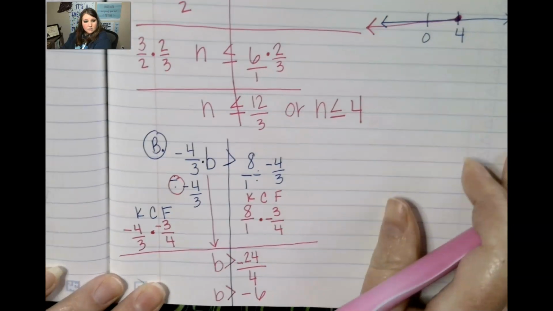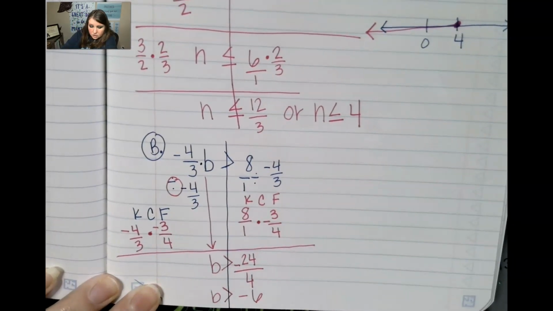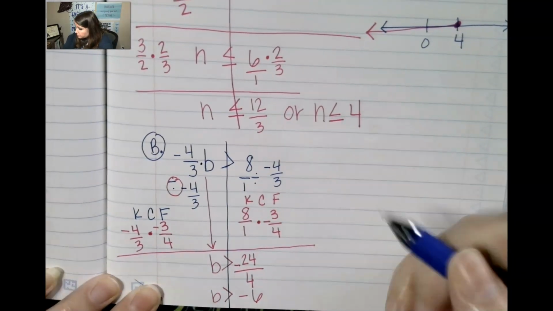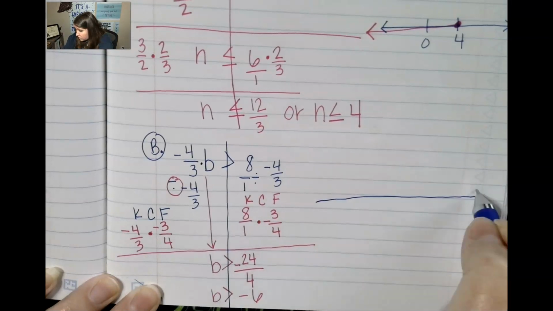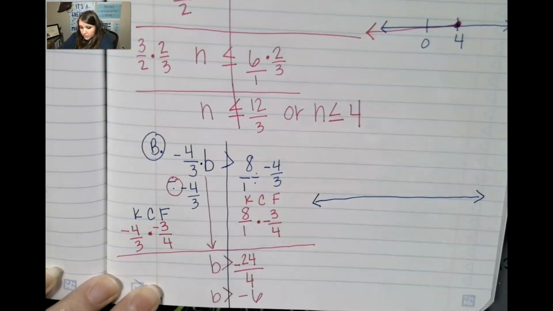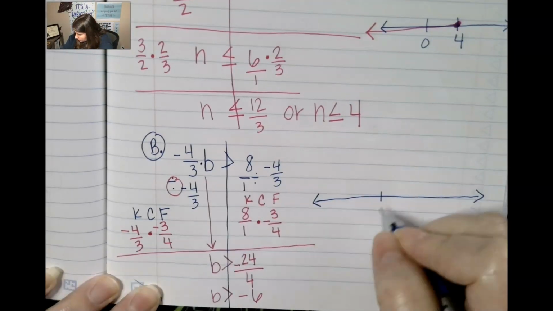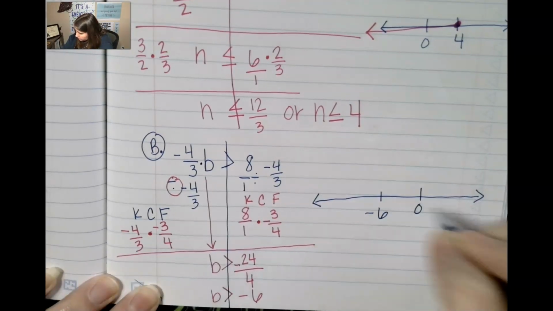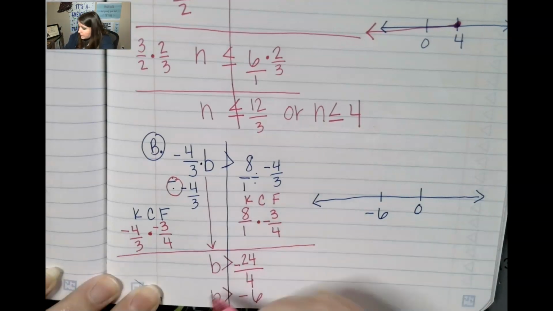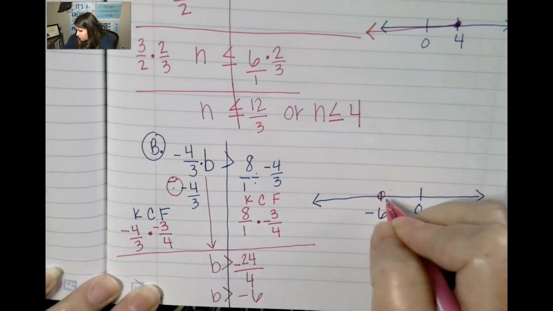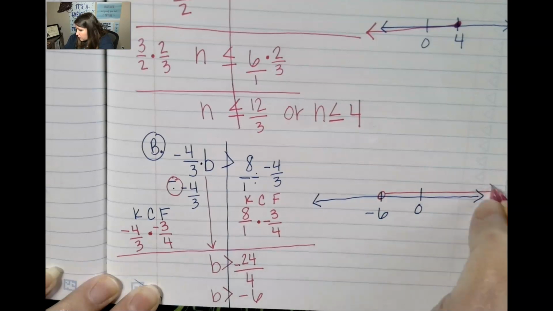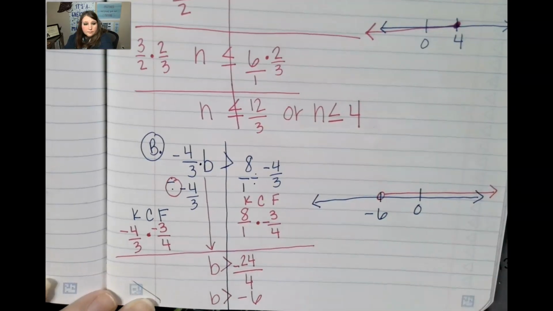So again, I'm ready to just go ahead and graph this problem. I'm going to do another example for you, so don't worry. We'll do one more. I want this at negative 6. It's an open dot, and it's pointing to the right.